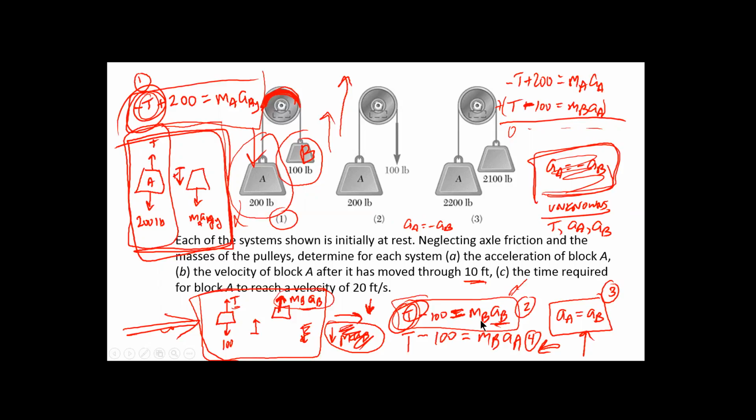So now I have these different equations, and if I don't have any friction in the pulley, and I don't have any of this axial friction, and the masses are small, and that's what it's saying here, neglecting the axial friction and the masses of those pulleys, then basically that's telling us the tension is the same in both of these ropes. So in this side of the rope and that side of the rope, the tension is the same.